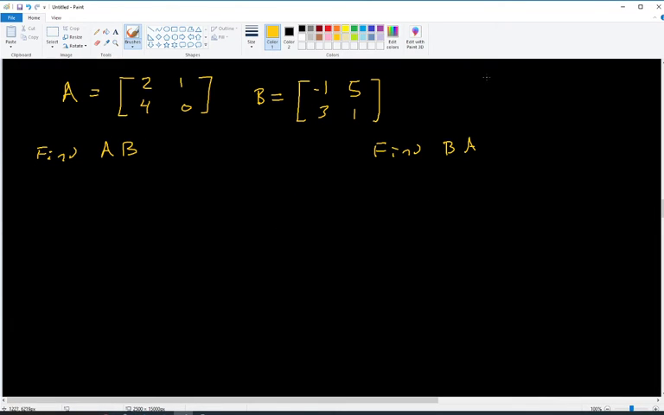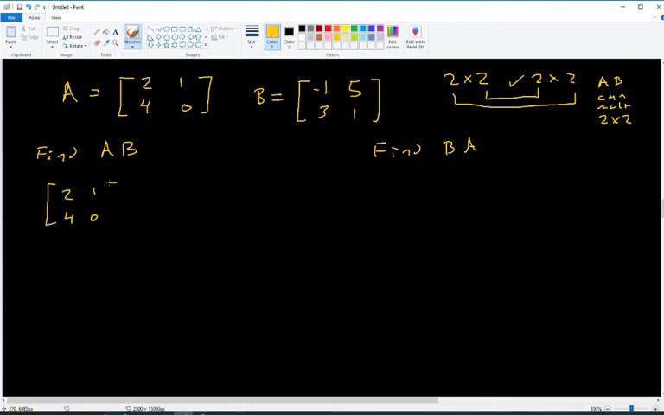So A is a 2 by 2. B is a 2 by 2. A times B, the middle numbers match, and we're going to get a 2 by 2 back. So this one's okay to do. A times B, we can multiply, and we'll get a 2 by 2 back from the multiplication. So let's write down matrix A first. Let's write down matrix B second.